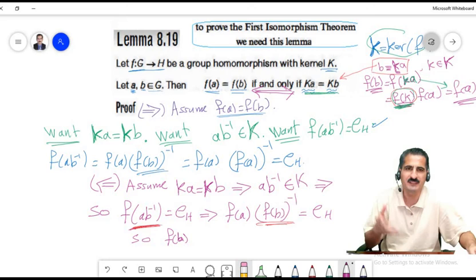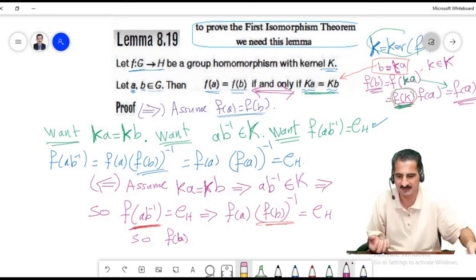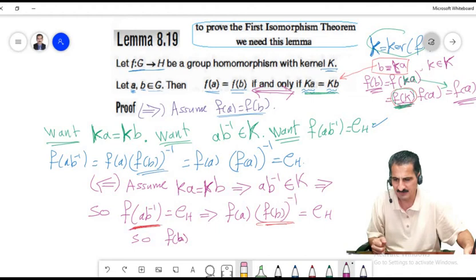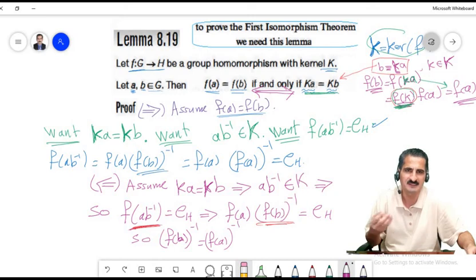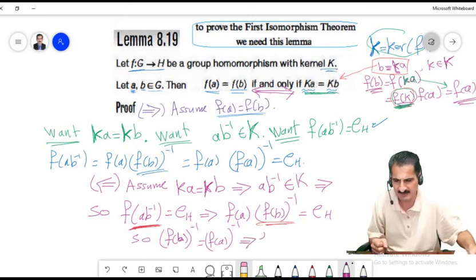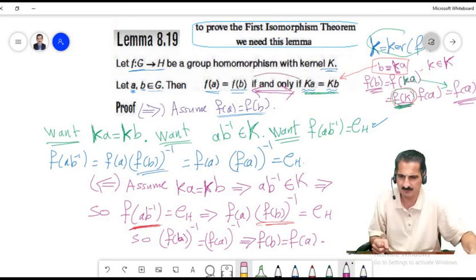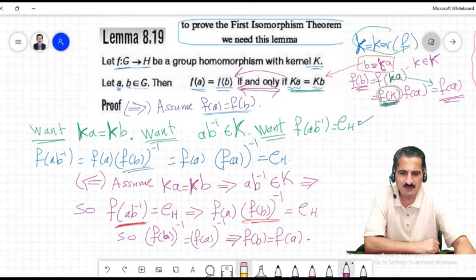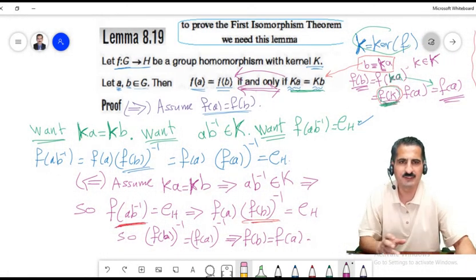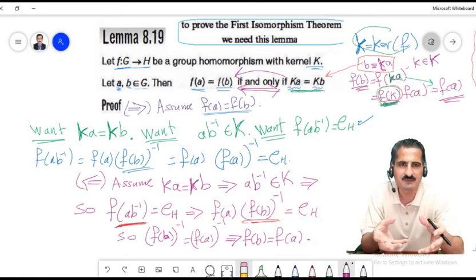Now notice f of a times the inverse of some element is the identity. Literally, that means that something is the inverse of f of a, because we're multiplying f of a by something and getting the identity. That means simply f of b is the same as f of a. And that's what we wanted, right? Because we proved from here to here. So this proof is done. Now you may write it in your own words: two elements will give the same coset of the kernel if they have the same image.